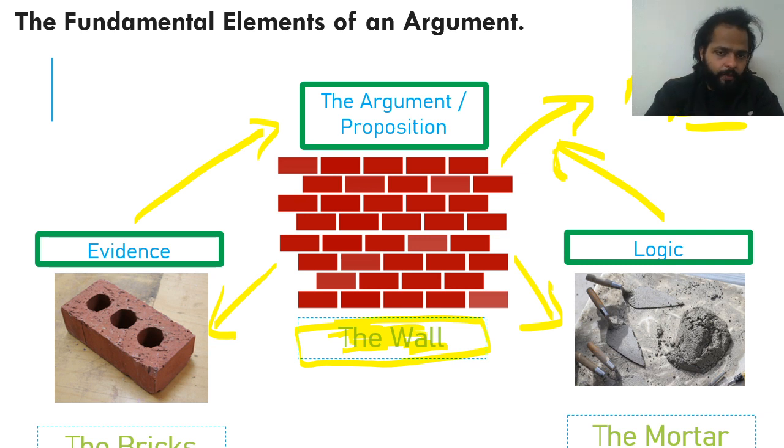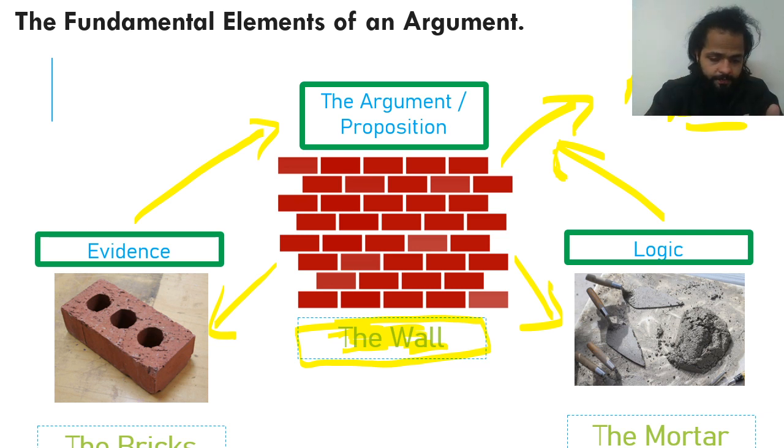What do you do when you target an argument? Have you guys ever put a nail in a wall? You must have, right? And you must have noticed that it is always the areas where you have the mortar that it is easier to put the nail in the wall. It's not the areas where you have the bricks. It actually becomes difficult if you try to put a nail in the wall at the point where you have the bricks, but it is easier where you have the mortar.